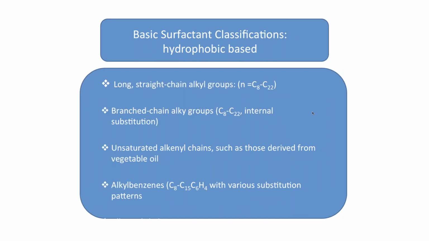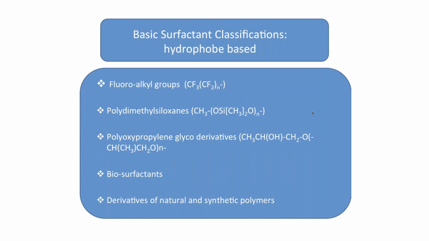Now, a typical hydrophobe will be a straight chain alkyl group. It can be anywhere from C8 to C22. It can be a branched chain alkyl group through internal substitution. It can be an unsaturated alkyl chain, meaning it has a double bond, such as those derived from a vegetable oil, or it can be an alkyl benzene with various substitution patterns. And of course, other variations can include siloxane or fluorinated or perfluorinated alkyl chains. As you can see here, a perfluorinated alkyl chain can lend itself to ultraphobic properties.